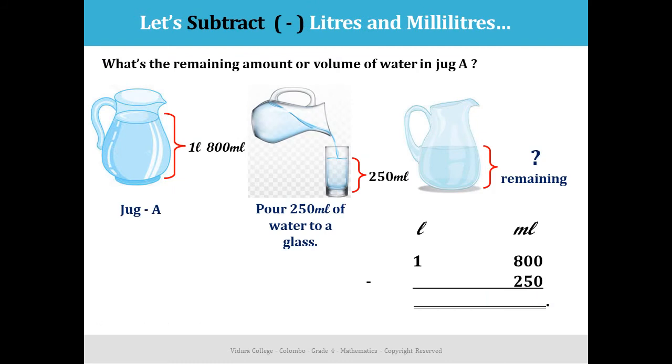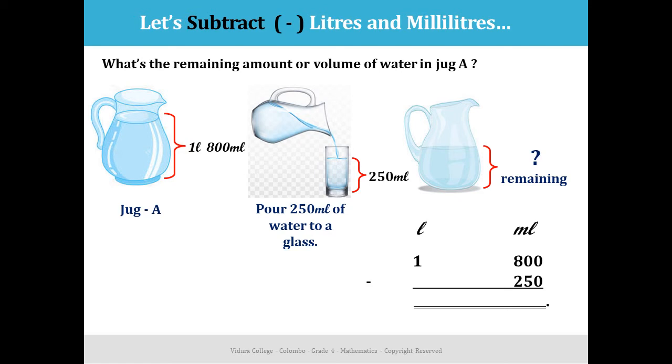Children, now let's subtract liters and milliliters. Children, can you find jug A which contains 1 liter and 800 milliliters? From that jug, I am going to pour 250 milliliters of water into a glass. Now, I want to find the remaining amount or volume of water in the jug. To find the remaining amount, let's subtract.